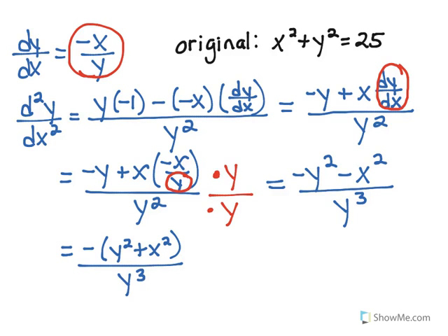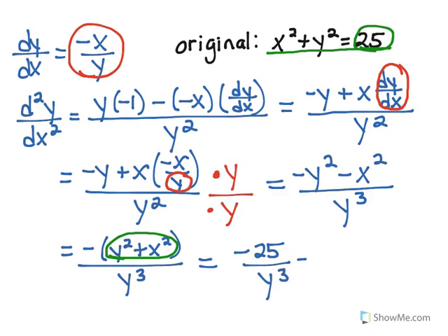And now what I see is I have x squared plus y squared here. Well, that's what my original function was. So I can replace it with a 25. My final answer for the second derivative of this function will be negative 25 over y cubed. And that's how you find the second derivative of a function using implicit differentiation.